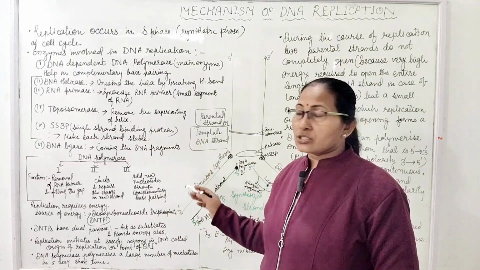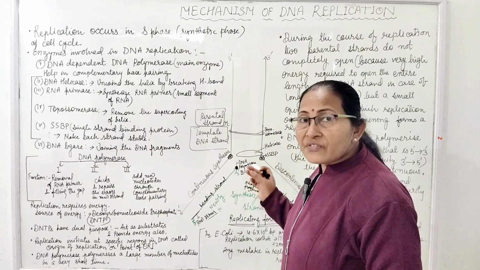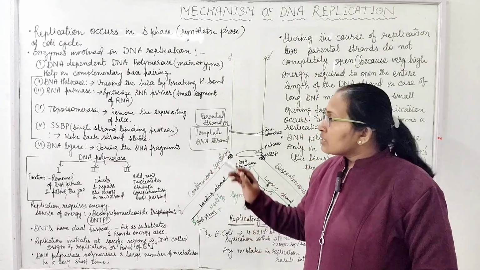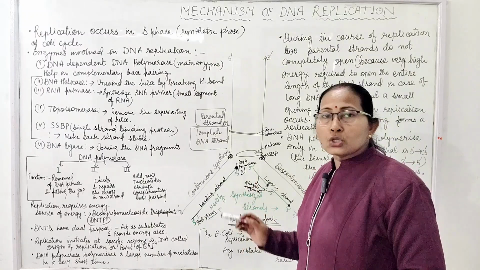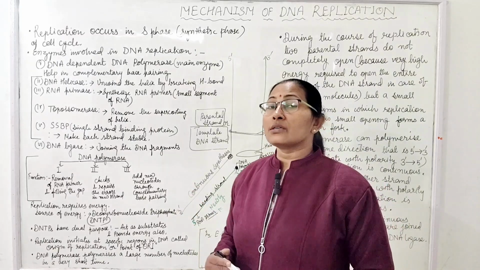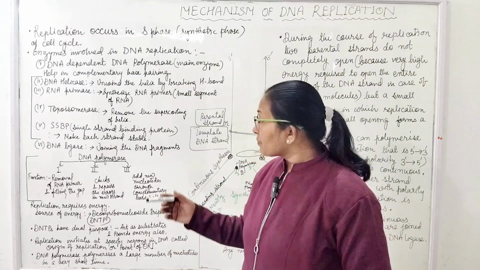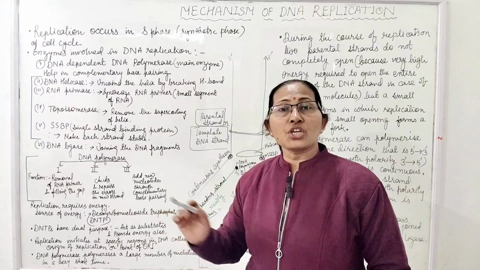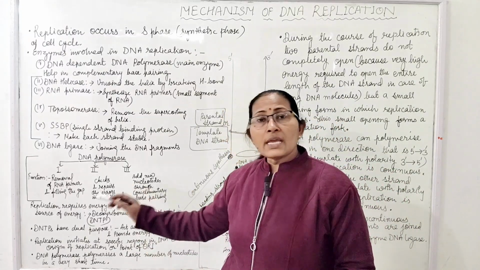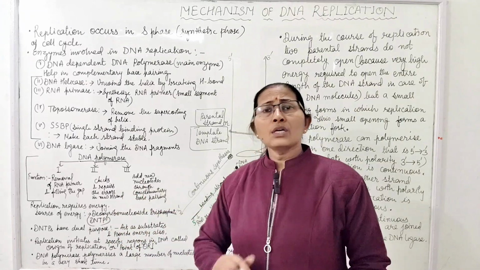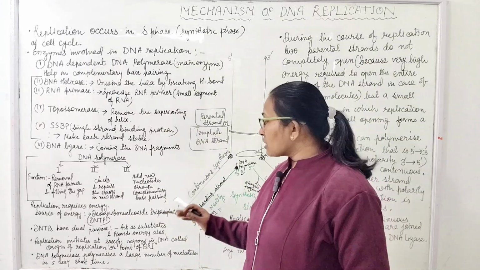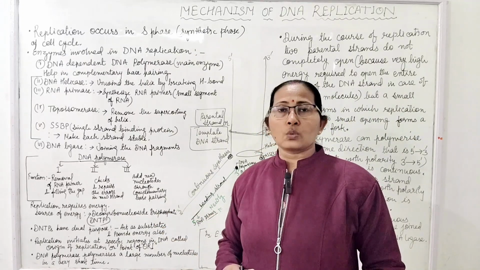Then DNA ligase. Small fragments of DNA are joined by the DNA ligase enzyme. Replication requires energy, and the source of energy is provided by the dNTPs, deoxyribonucleoside triphosphates. dNTP has a dual function. First, it acts as a substrate, and second, it also provides energy.